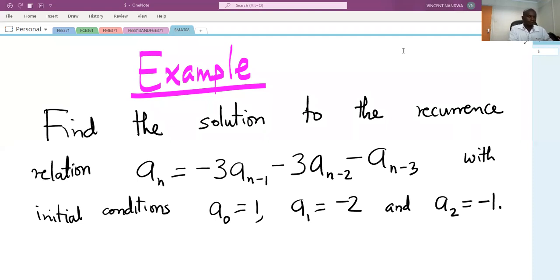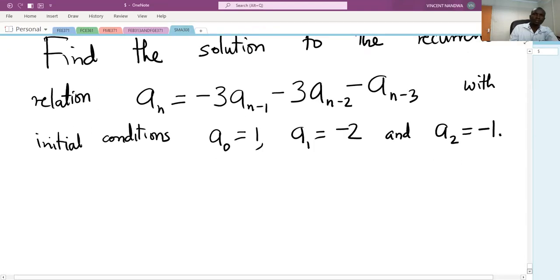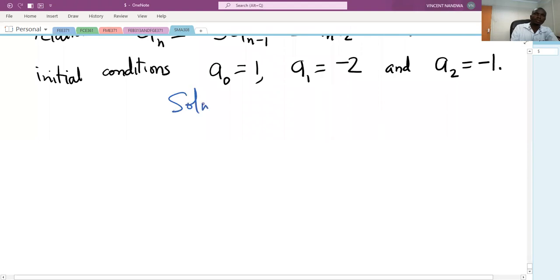So welcome again. I have a problem on recurrence relation involving a recurrence relation of degree 3 with specified initial conditions. So let's see how we solve this. First step, let us assume a_n equals r to the power n, where r is a non-zero constant, is the solution.